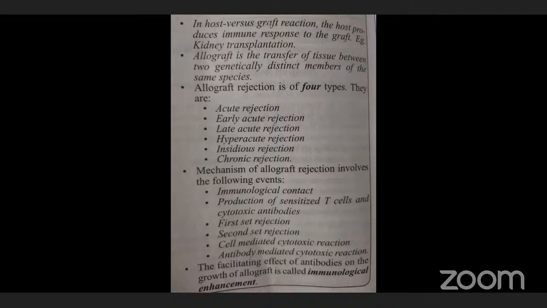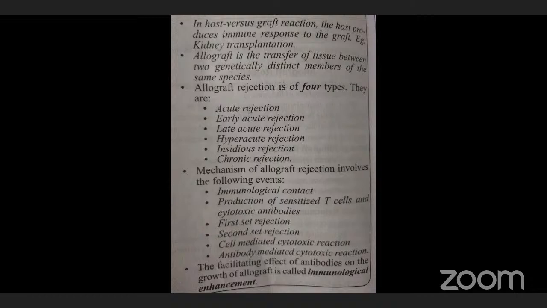There is no rejection in autograft and isograft. Important question. There is no rejection in autograft and isograft because the histocompatibility antigens are identical, the same antigens. So there is no rejection. In autograft, self antigens. In isograft, the antigens are identical. But in the case of allograft, histocompatibility antigens are dissimilar.